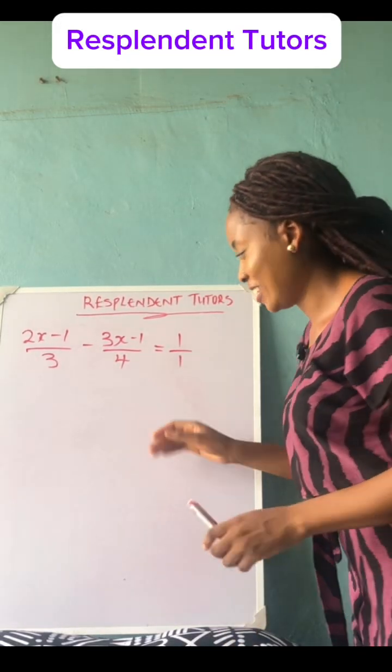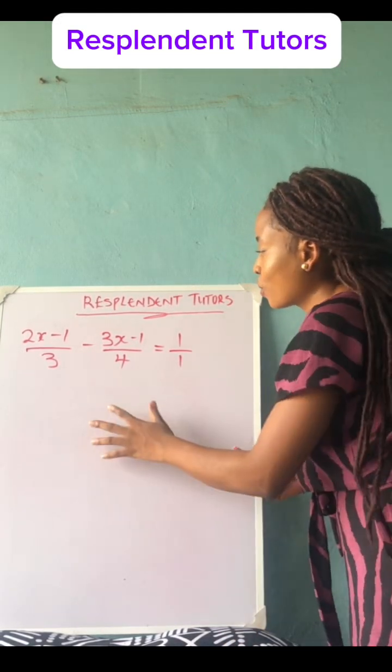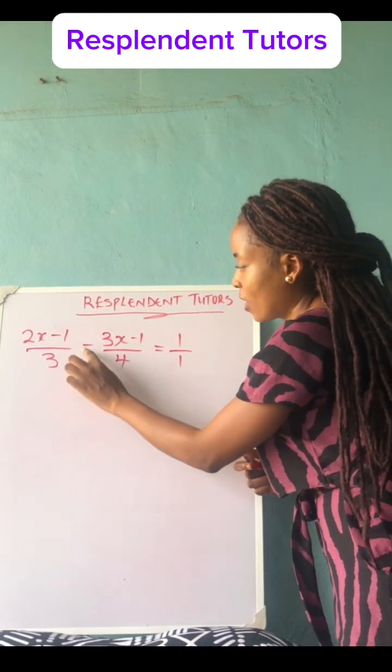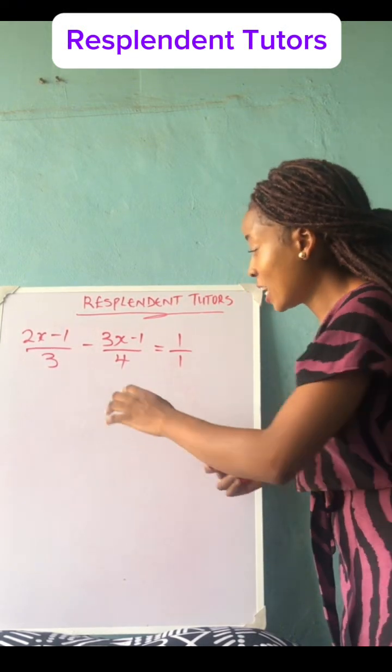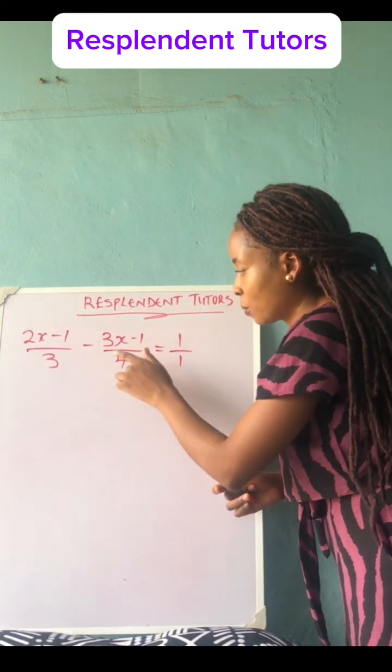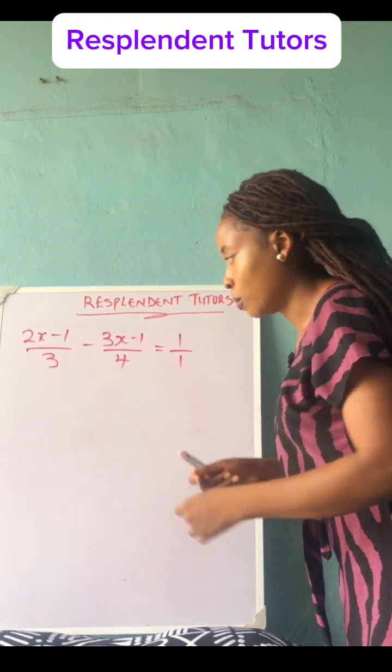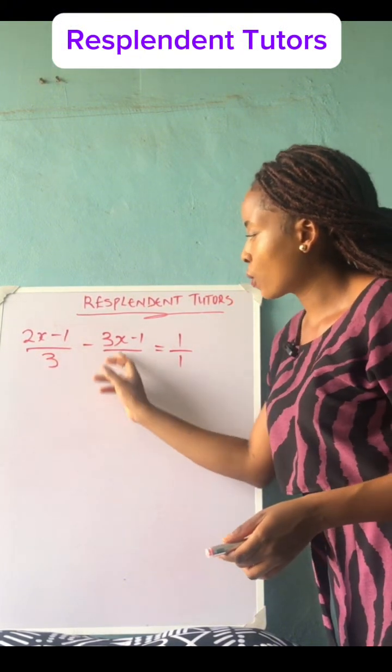Here's another value. Yes, linear inequalities. There's so many of them. So in this case now, we have our two values. We have a minus sign in between them, and then our equal sign with 1/1. Now, in solving this, you can't cross multiply because it will all be jammed up. So what we're going to do is try to solve this.